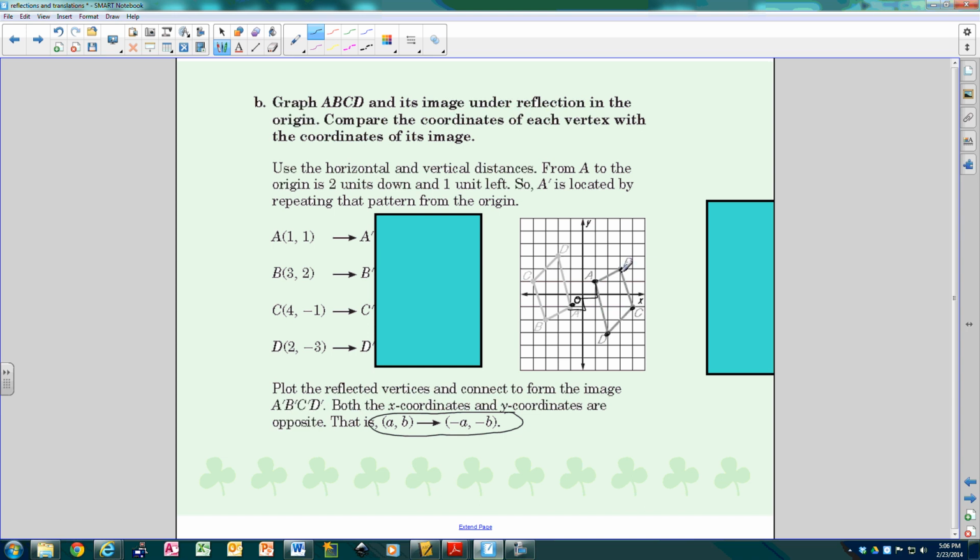So for B, you'd go 1, 2, 1, 2, 3. So from here you'd go 1, 2, 1, 2, 3. So you just follow the same pattern. I think they meant 1 unit down. So that should be a 1. Change that to a 1. It works better when it's a 1.